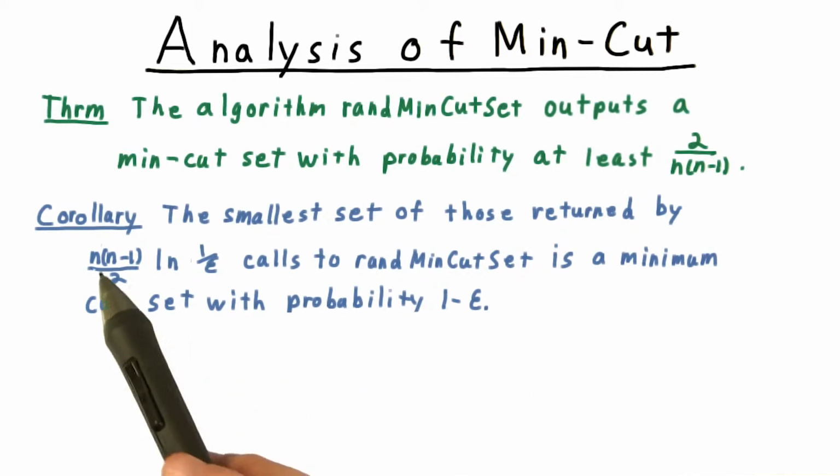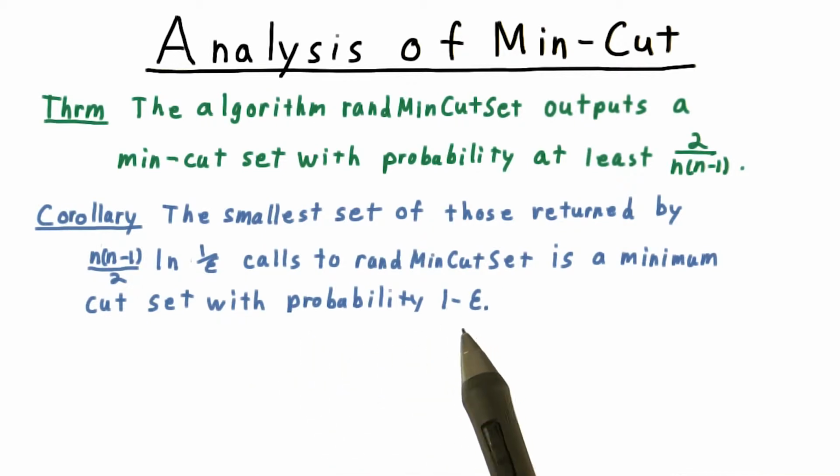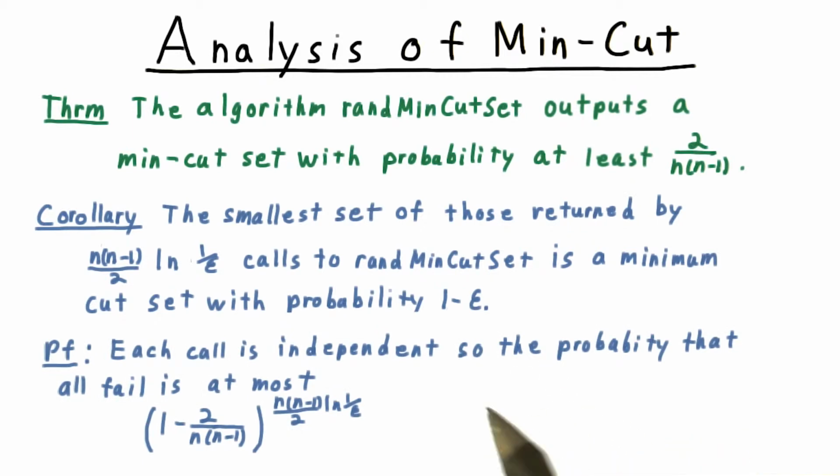If we do this roughly n squared times the log of 1 over epsilon times, then there's a 1 minus epsilon chance that we will have found the minimum cut set. The proof for this corollary is that each call to the algorithm is independent. So the probability that all the calls failed is given by this expression here.